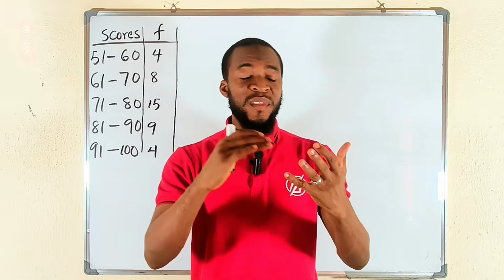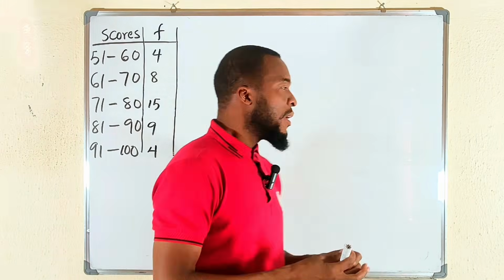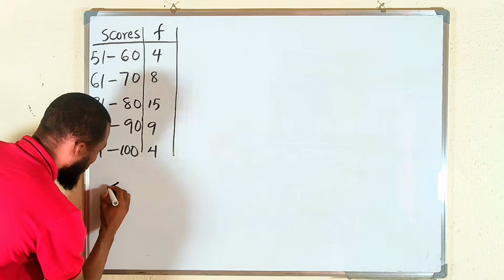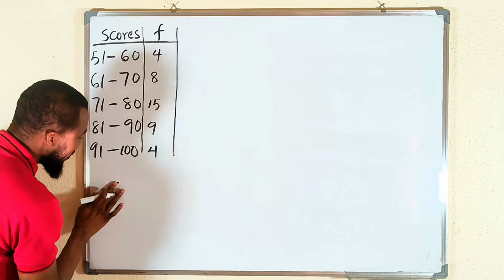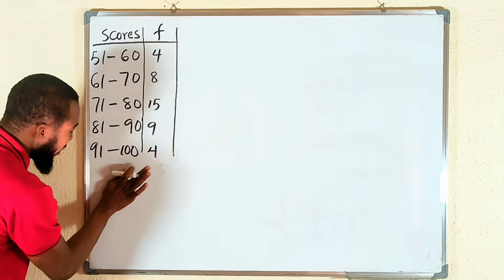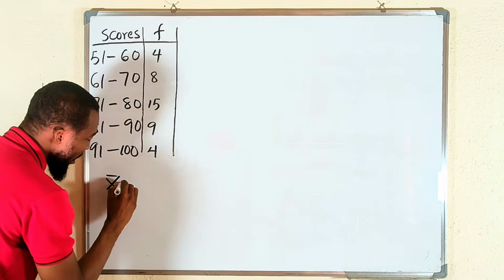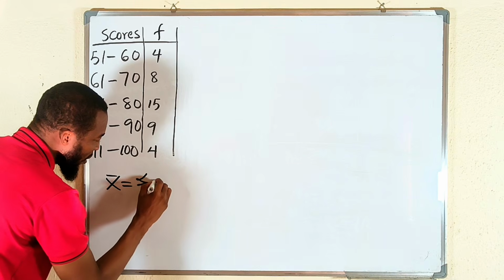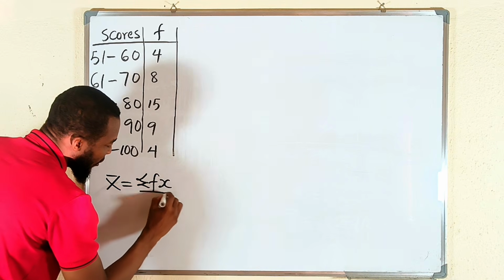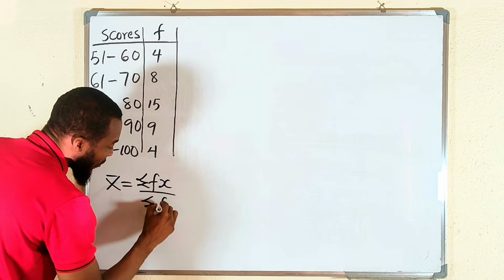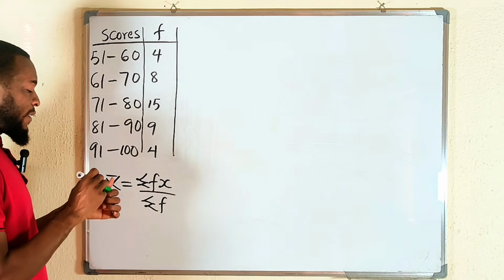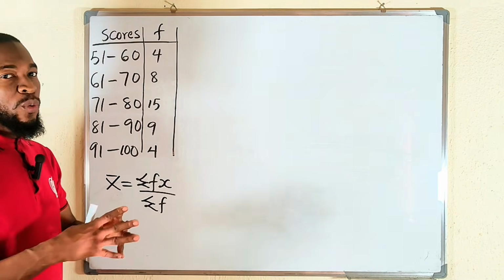So if you want to find the mean, because we are going to start with the mean, the formula is what? Let me write the x bar first, because it is denoted by x bar. This is equal to the summation of fx divided by the summation of f. This is the formula for calculating the mean of a group data.